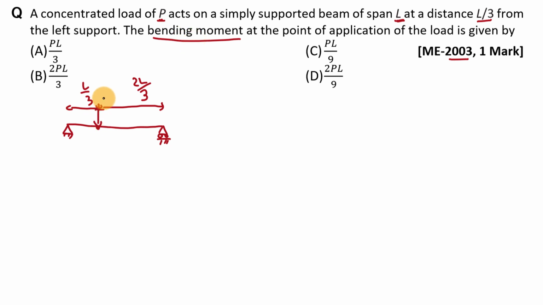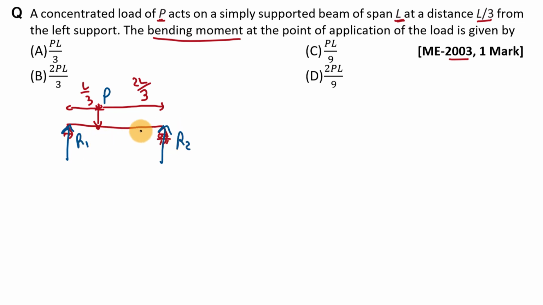Here this load is having value P, right? Due to this load there will be two reactions at these ends. Here this load is applied in downward direction, so this reaction will be in upward direction. Let's say this reaction is R1 and this reaction is R2. Now first of all we have to find out reaction 1 and reaction 2.